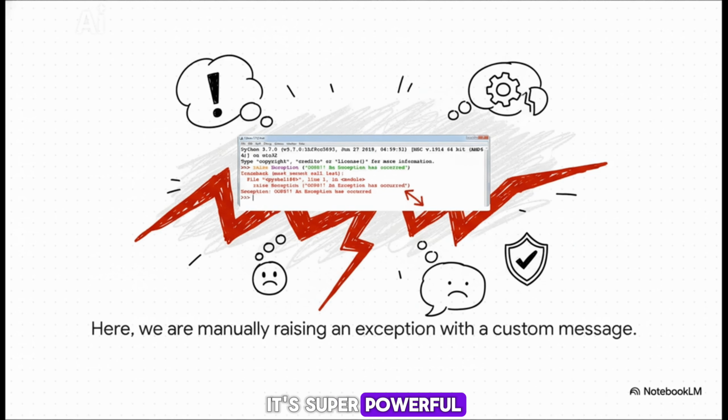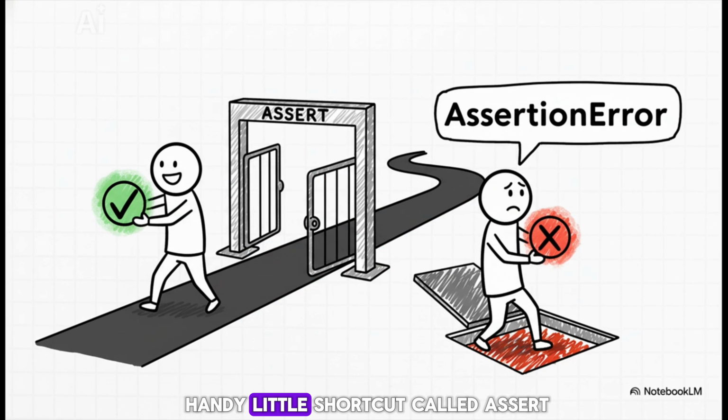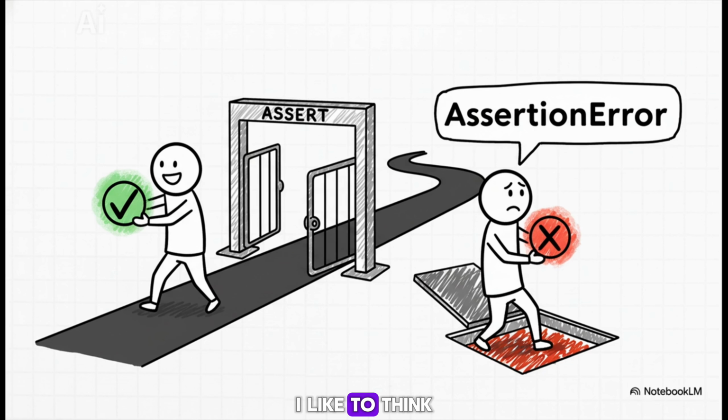It's super powerful. And there's also this handy little shortcut called assert. I like to think of it as a gatekeeper. It checks if a condition is true. If it is, great, your code continues on its merry way. But if that condition is false, assert immediately raises an assertion error and halts the program. It's just a really clean, quick way to make sure you're not working with bad data right from the get-go.